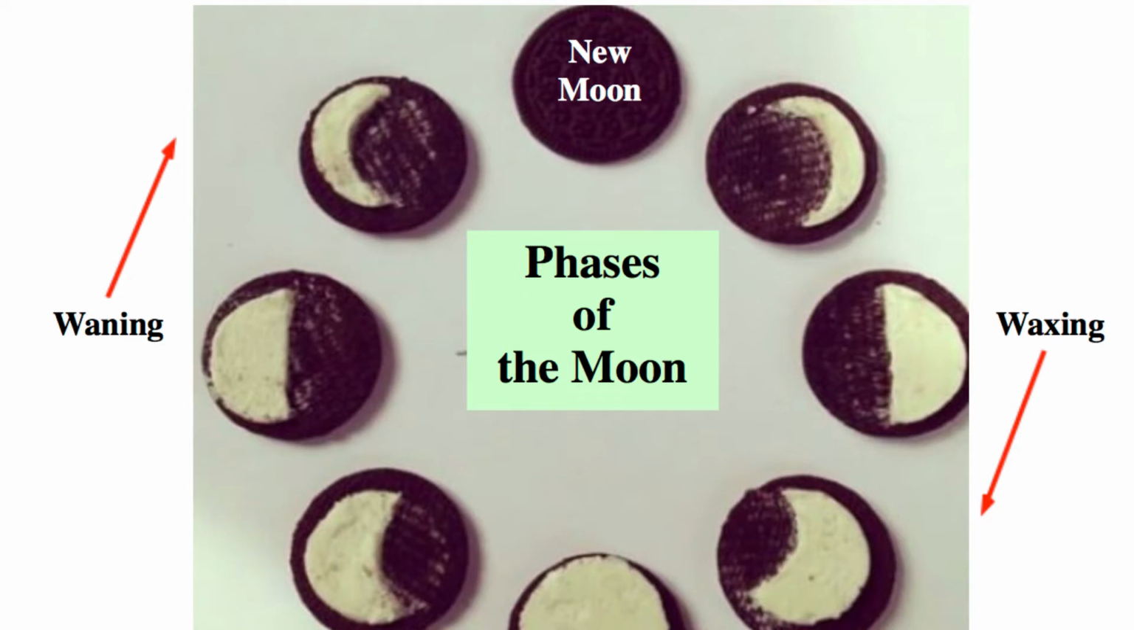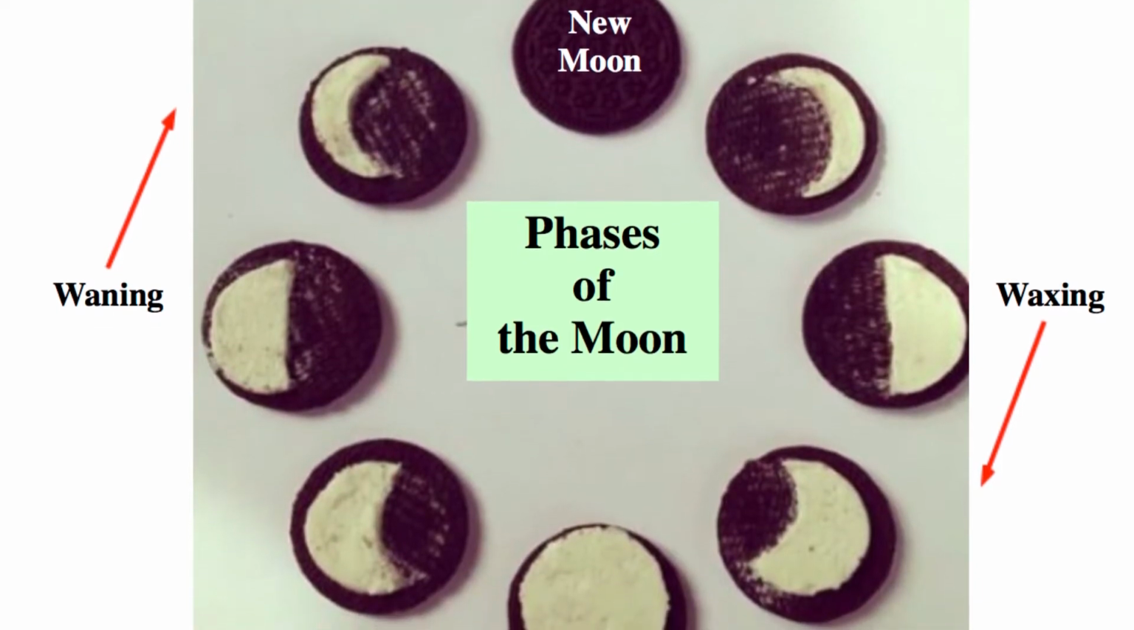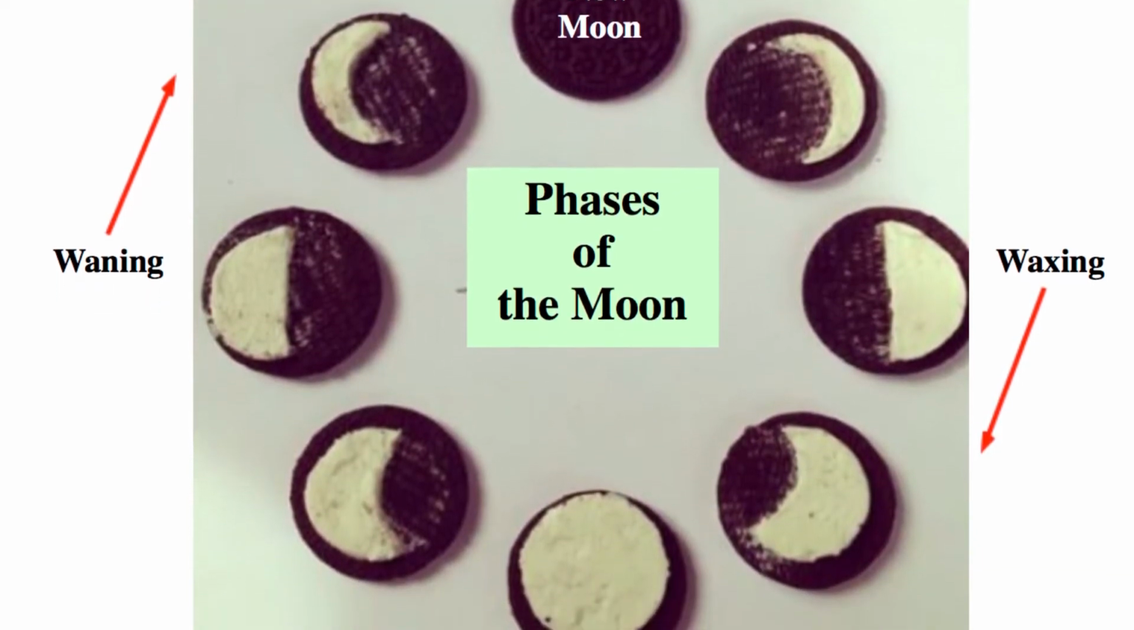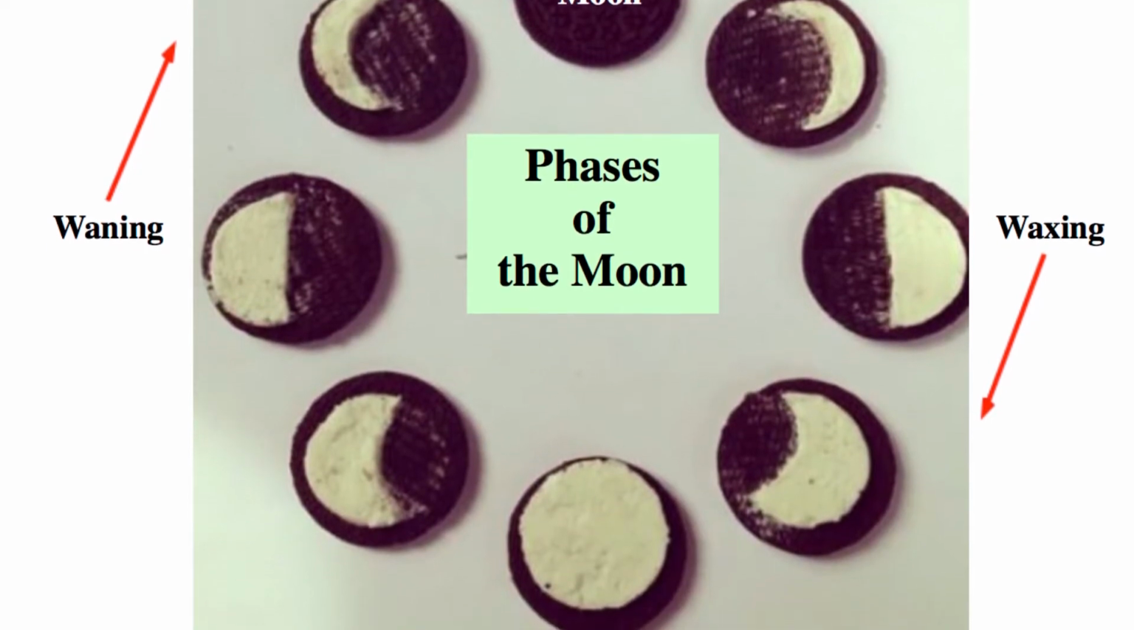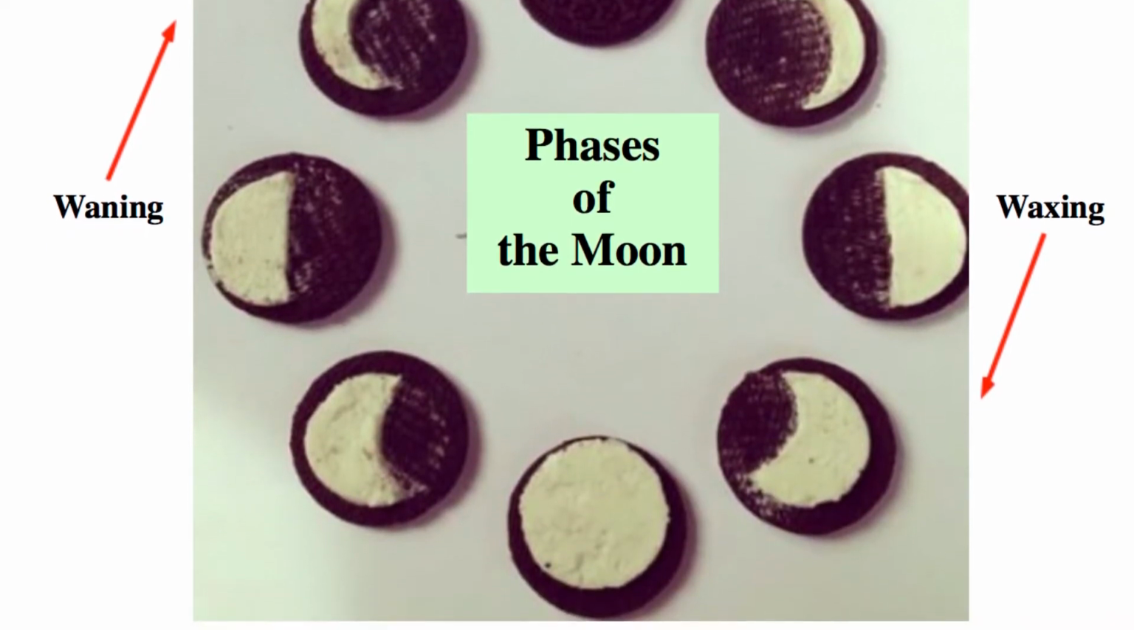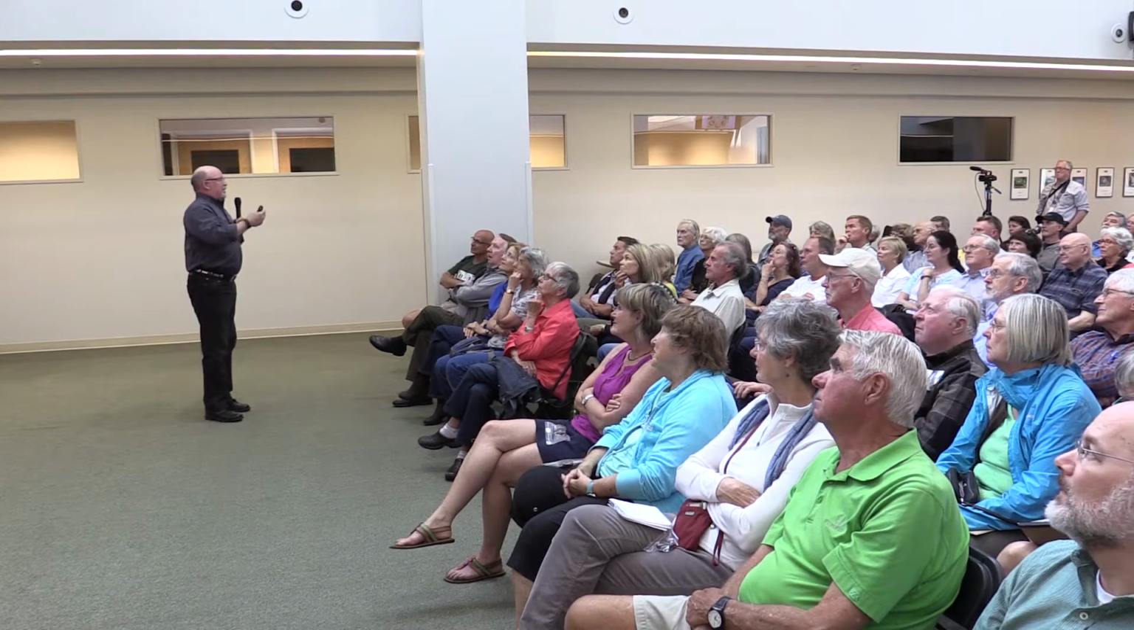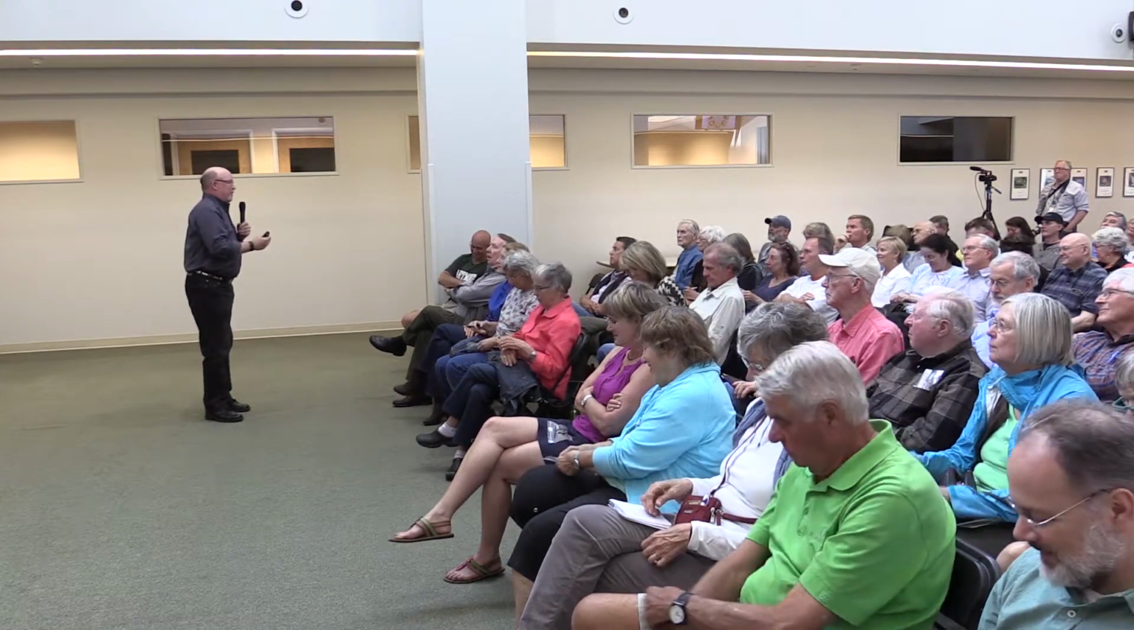Sunlight strikes the moon from different angles, and as I do with my students at OSU, we can make the phases of the moon with Oreo cookies. A total solar eclipse only happens with a new moon. We would see a black side. So here's the time. Take your cookies out of the bag.